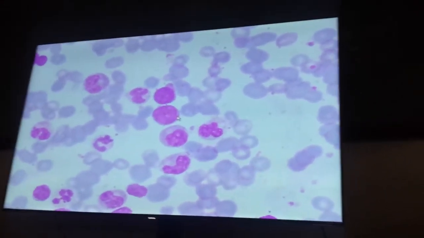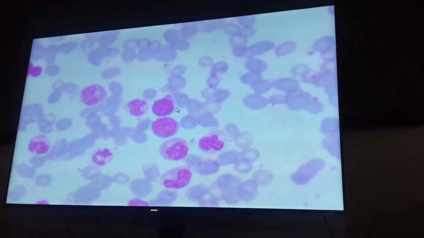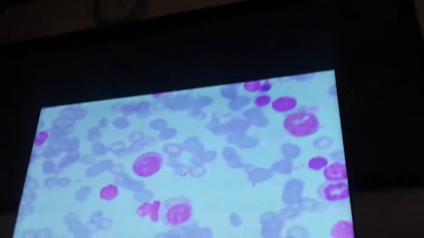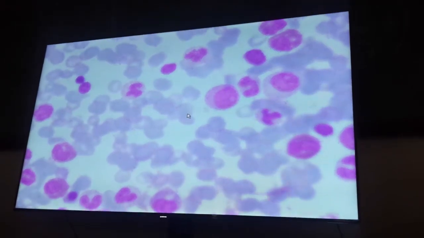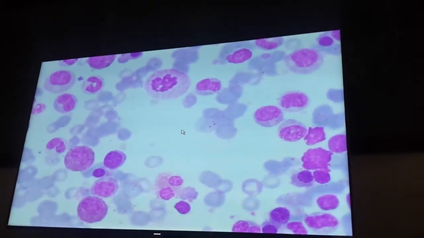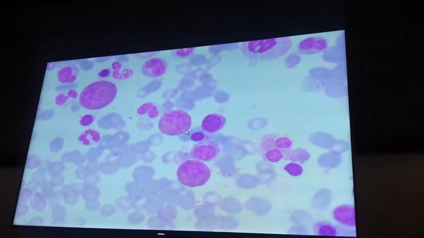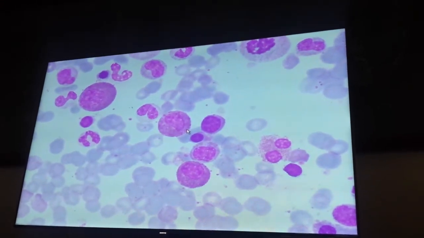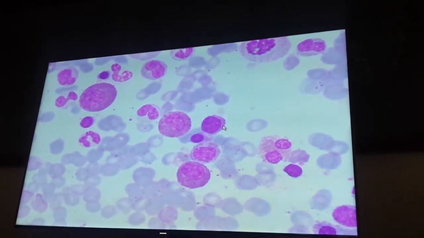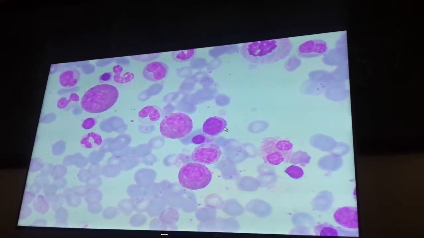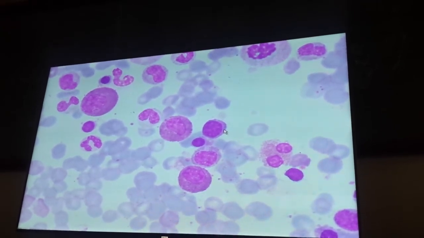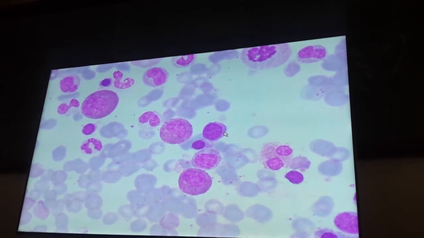Now, after the pronormoblast follows the basophilic erythroblast or basophilic normoblast. In the basophilic normoblast, there will be an increase in the volume of cytoplasm with a characteristic blue or violet color. That is why it is called basophilic. Look at the color of the cytoplasm of the mature red blood cells.